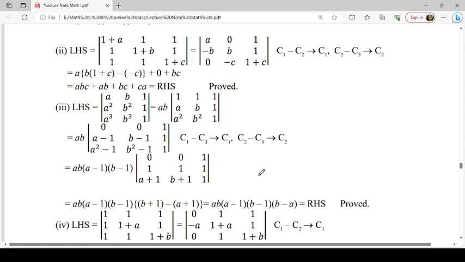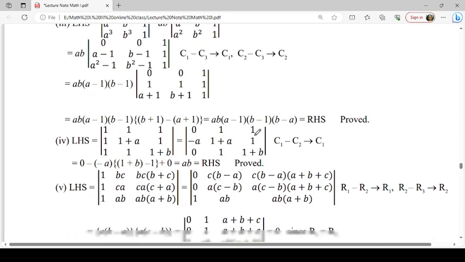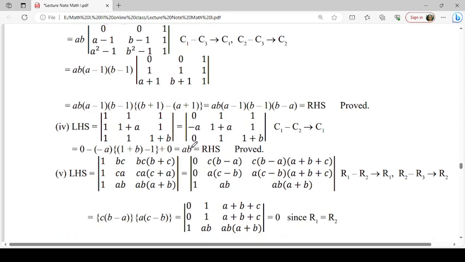So this one is C1 minus C3, C2 minus C3, so that we can have A minus 1 and B minus 1. Next one, so these are all using properties. These are column transformations, these are row transformations. So these are also using properties.